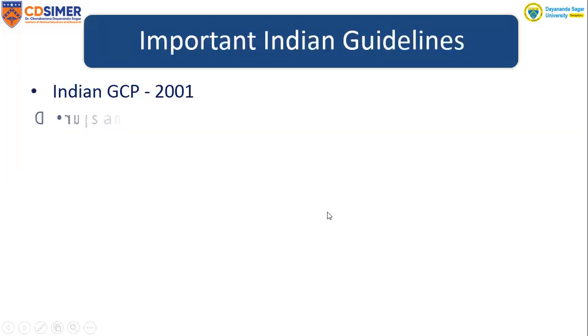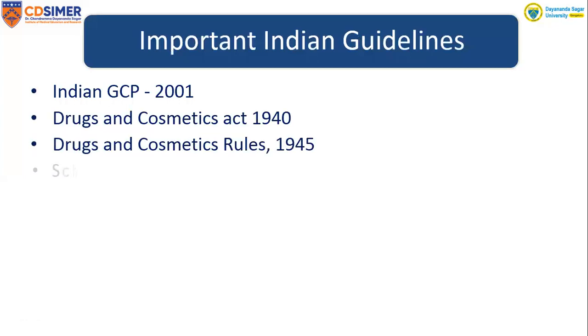Okay, so what are the important guidelines we have in India? You can see here that Indian GCP 2001 was developed. Indian GCP means Good Clinical Practice Guidelines. See, this guideline is very important as far as the clinical development of the drug. All the investigators throughout the country are supposed to follow this guideline. The GCP guideline, I'm going to tell you in the next class, some 13 commandments or the important requirements of GCP. So that I'm going to discuss in the next class.